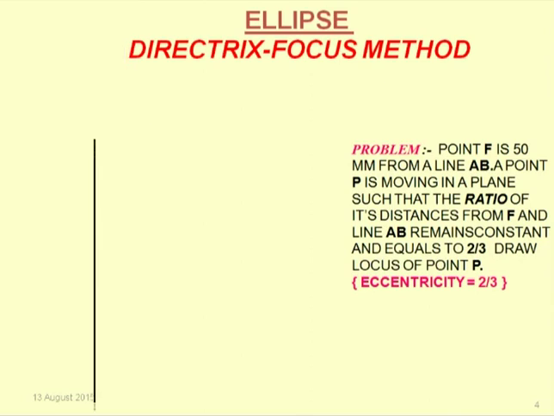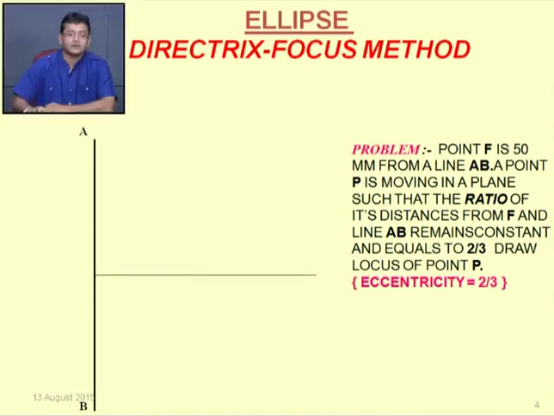So first of all, draw a directrix, which is given the name AB. Now, perpendicular to this directrix, draw an axis, and at a distance of 50 mm, locate the focus.